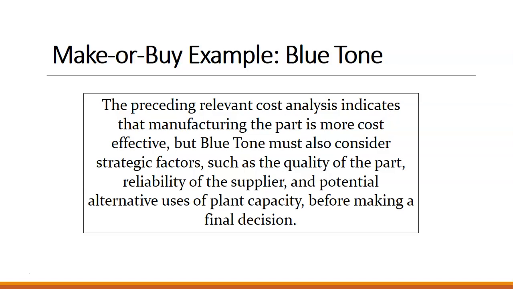So the manufacturing is cost effective, but we also have to consider other strategic things, such as the quality of the part, reliability of the supplier, and other potential alternative uses of plant capacity before we make that final decision. So if, for example, they could buy from an outside supplier and increase their capacity to make finished clarinets, they might actually make more money by outsourcing in that instance.